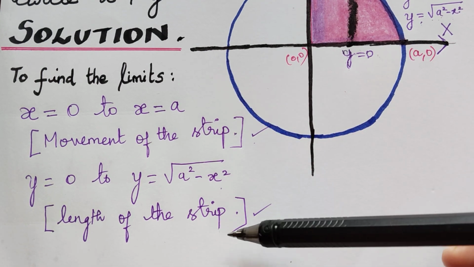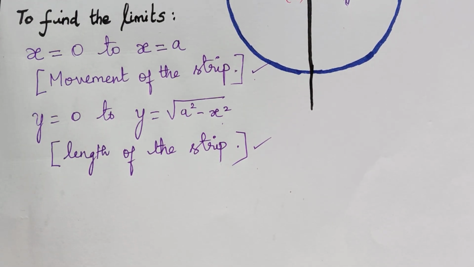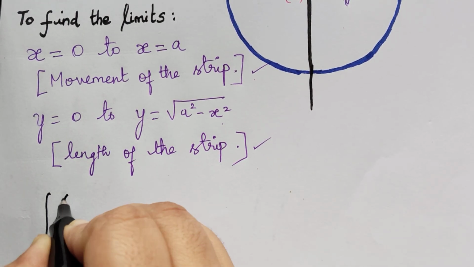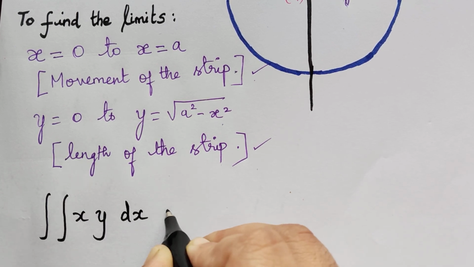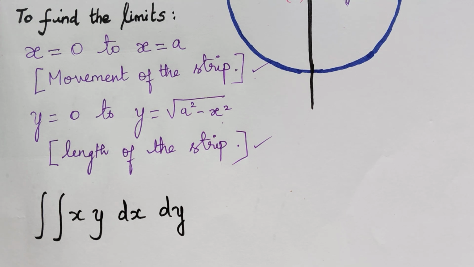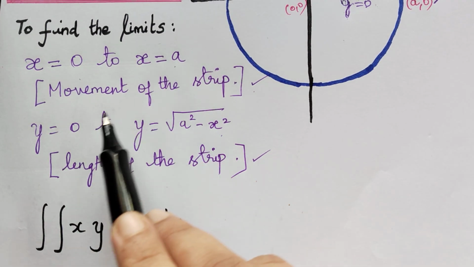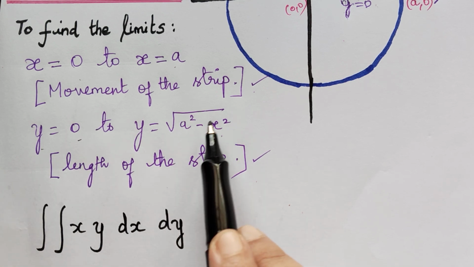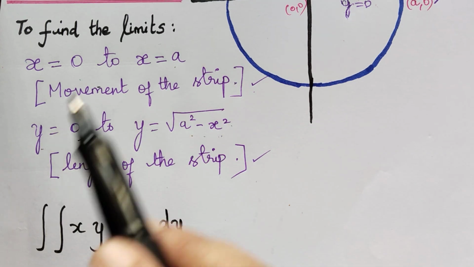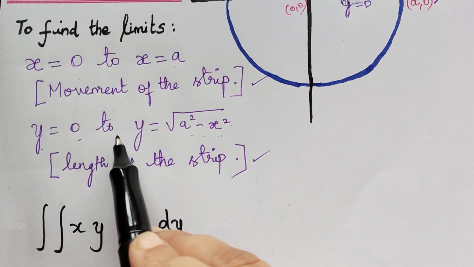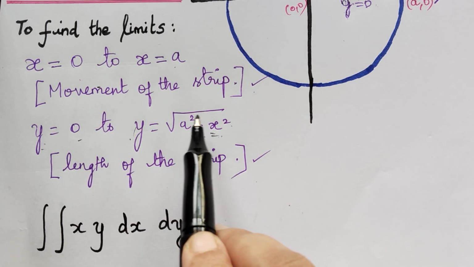Now let us apply these limits and evaluate the given integral. So now we have to evaluate the double integral, and the question is xy dx dy. This is what we have been asked to evaluate. Now what are the limits? Limits are x equal to 0 to a and y equal to 0 to square root of a square minus x square. The limit which is independent of the variables has to be written outside. Which is independent? If you see, y is dependent on x over here. So this should be the inner integral limits.